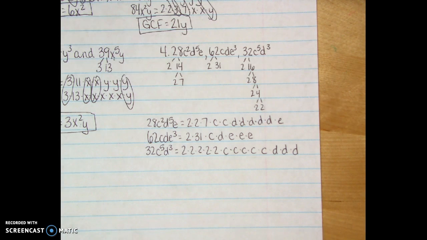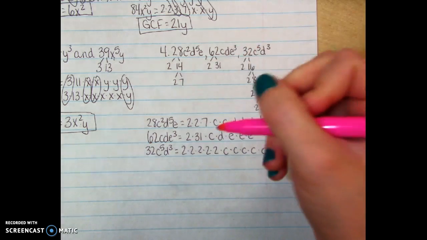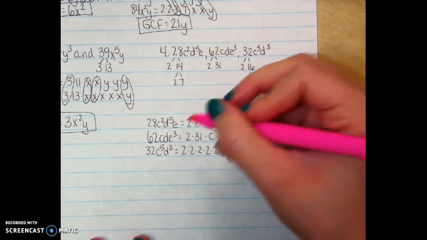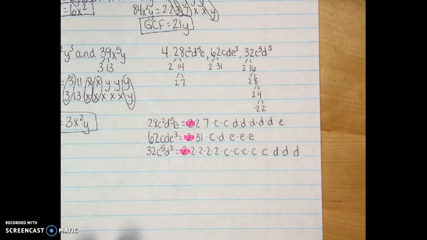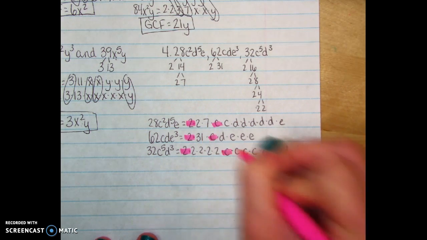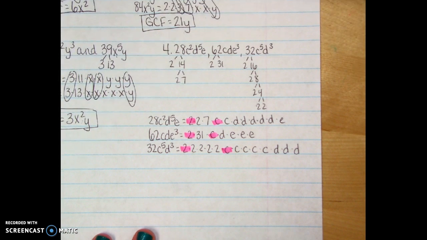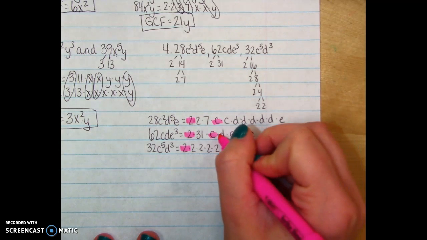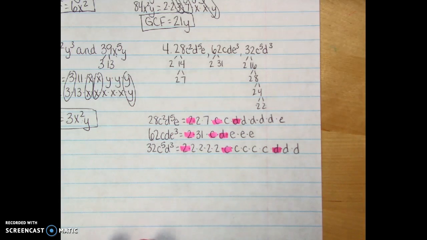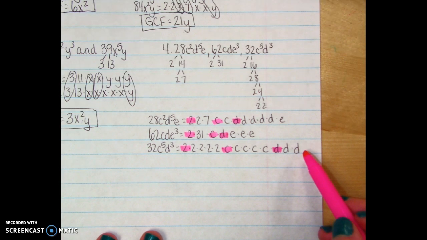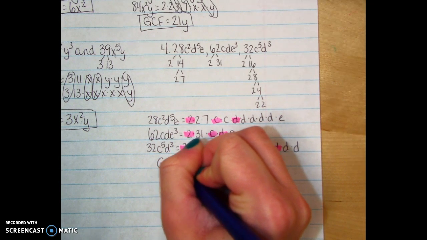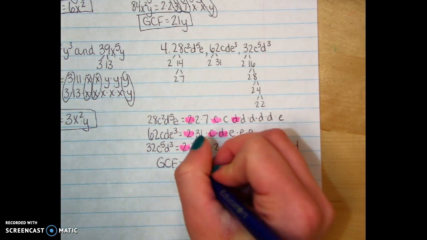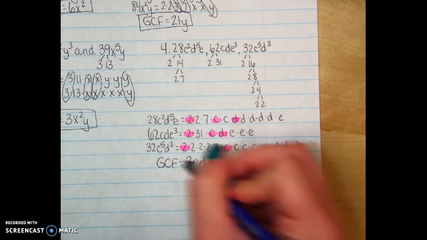Okay, let's see what they have in common here. I'm going to use a highlighter on this one because some of these don't line up perfectly. So I have 2, 2, and 2. So there's one group. Let's see, they each have a C. And that's it because this one does not have any more C's. They each have 1 D. And this one down here does not have any E's, so I can't go any further. So my GCF here is 2CD.